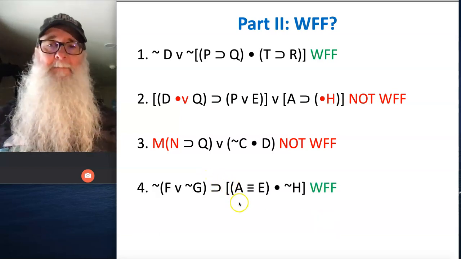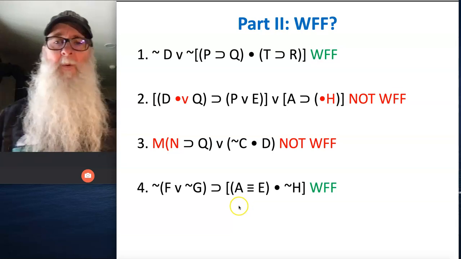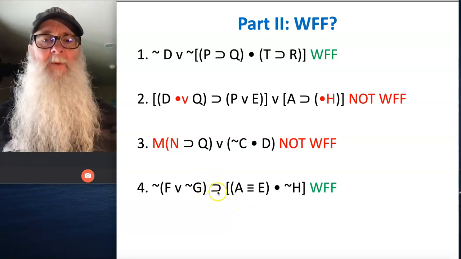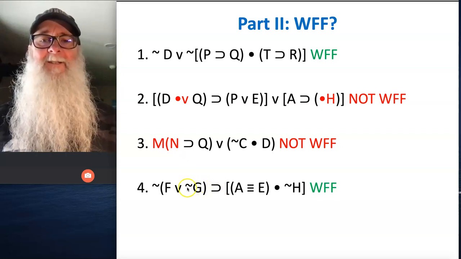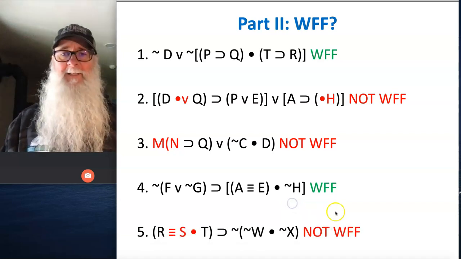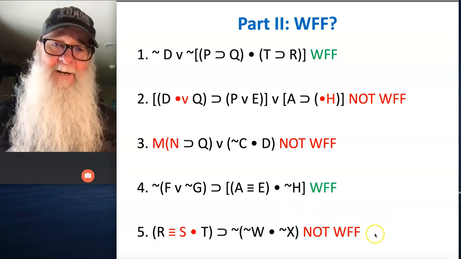Number 4 looks peachy keen. We've got exactly one operator outside of parentheses and brackets, and that's this horseshoe right here. Everything else is either a tilde or it's in parentheses or in brackets. And finally, number 5, not a woof.